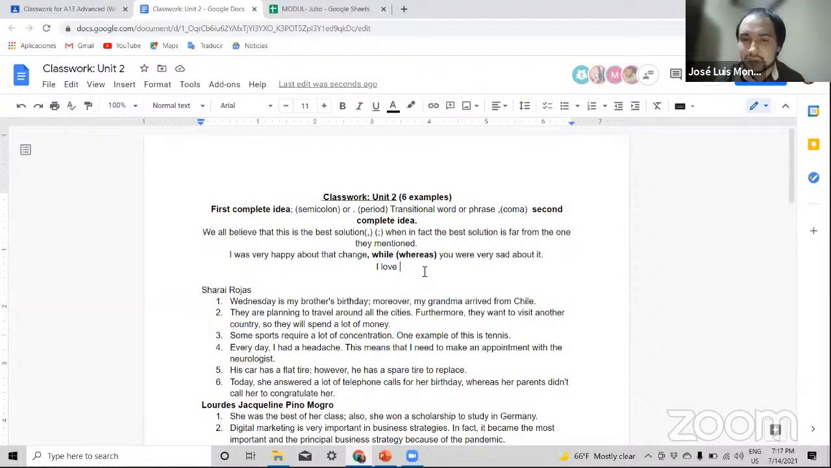Take a look at these examples. I'm going to write a very simple and common example with many of those words. You can say, I love soccer. Despite this, semicolon, right? Despite this.